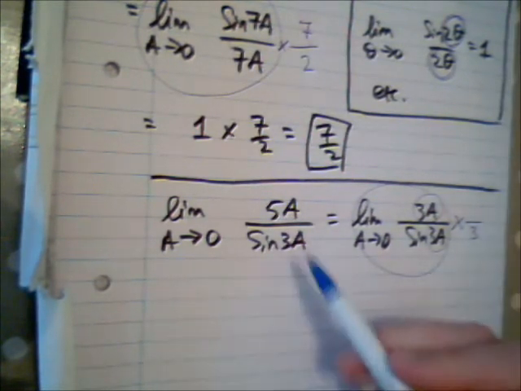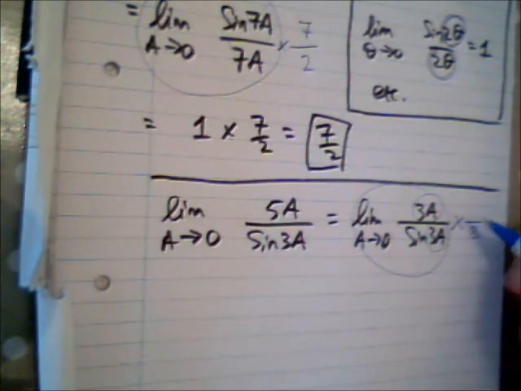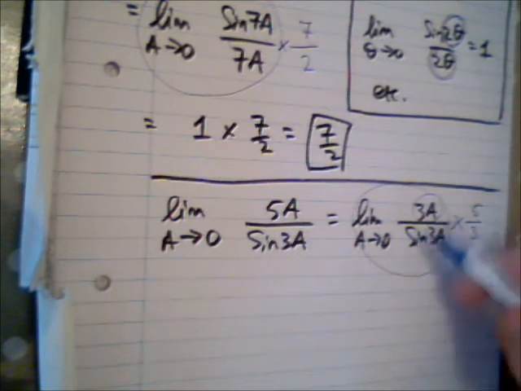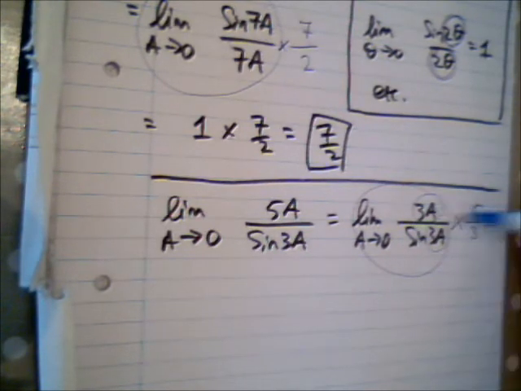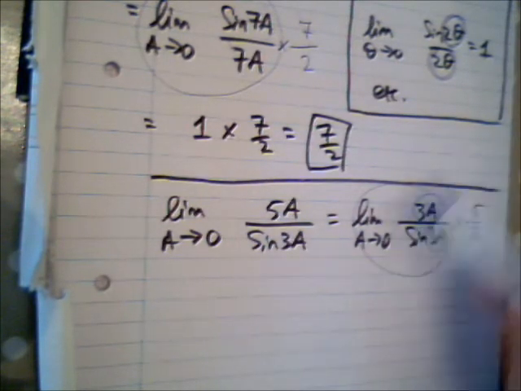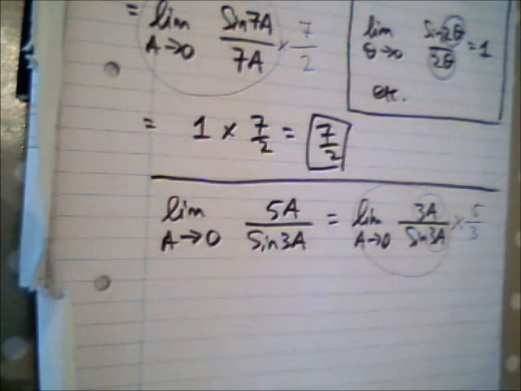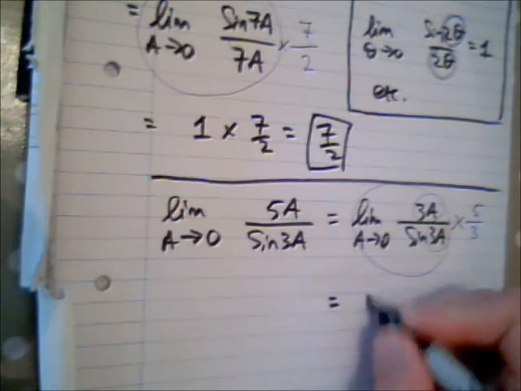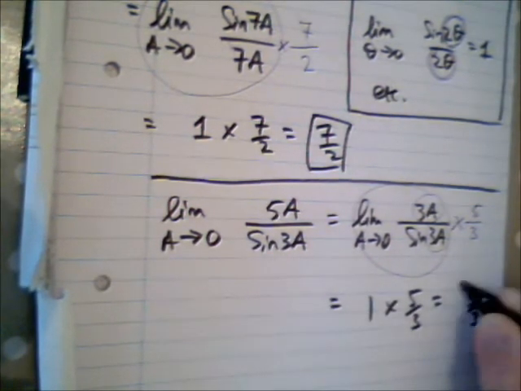And up here on the top we actually want a 5, so you see, put a 5 on the top. So now if you wanted, you could cancel that 3 and cancel that 3, and you'd be left on the top with 5a and on the bottom sine of 3a. So this and this are the same, but this way of writing it is more useful because this whole thing inside the blue circle here is just 1. So you end up with 1 times 5 over 3, that's just 5 over 3.